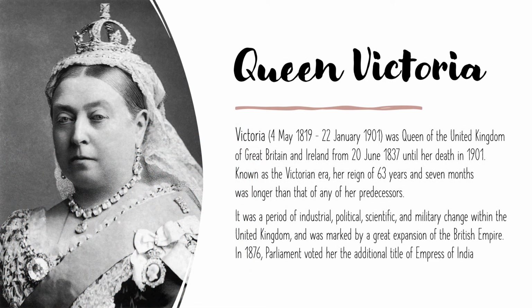So, Victoria. There's the start of the Victorian period. It was a period of industrial, political, scientific, and military changes. By the way, Queen Victoria's white wedding dress launched a trend that endures to this day. The wedding took place on February the 10th, 1840 in London, the marriage of Queen Victoria to her cousin Albert of Saxe-Coburg and Gotha.